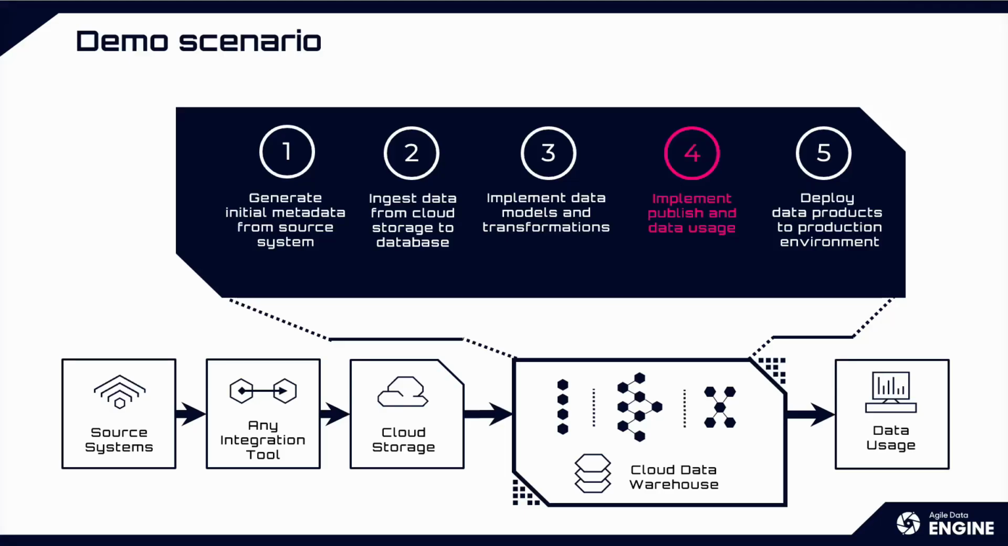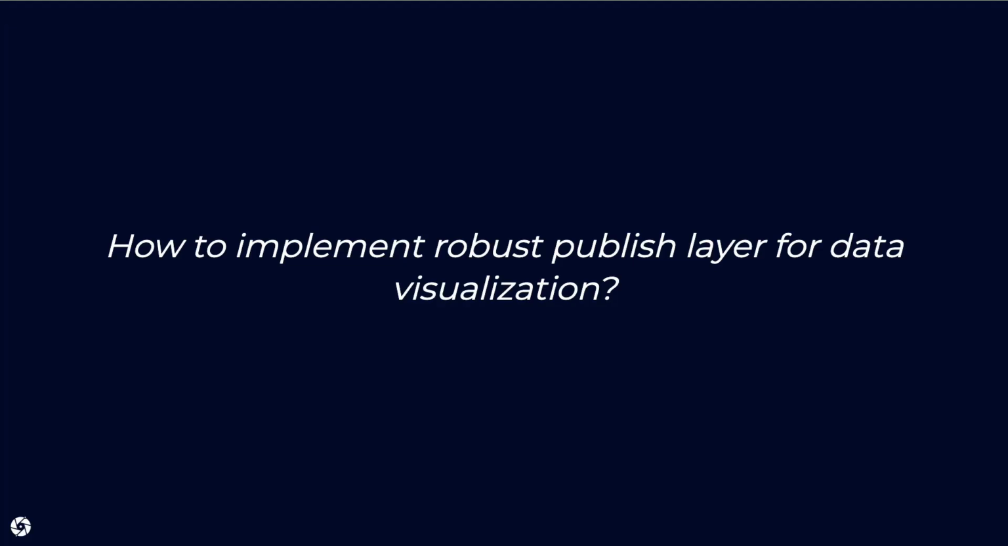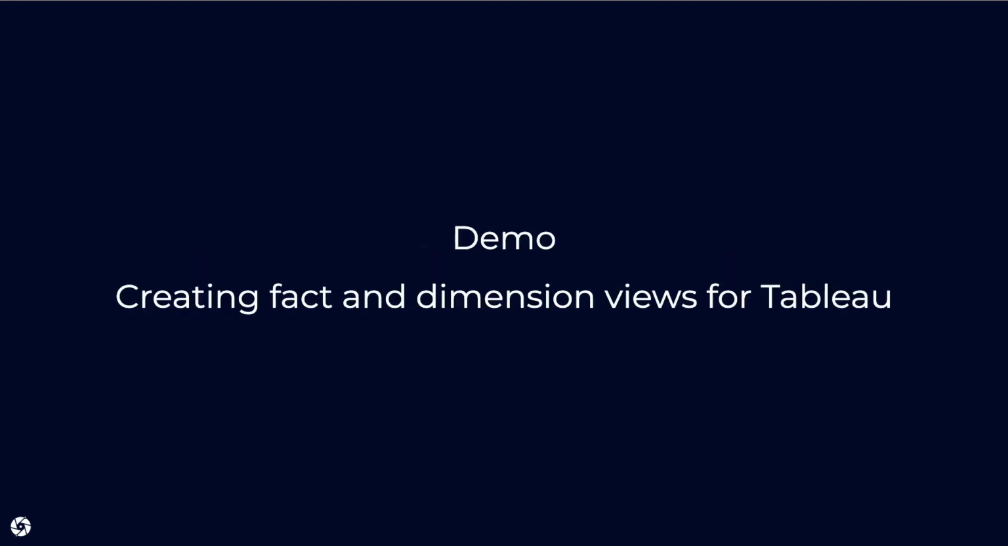Moving on to the fourth part, implementing the publish layer, meaning facts and dimensions for data utilization. First, a question: how to implement a robust publishing layer for data utilization? With ADE, there is built-in functionality to implement efficient facts and dimensions, or custom if you need that. In the following demo, the publish layer, fact and dimension are created, and data visualization on top of that.